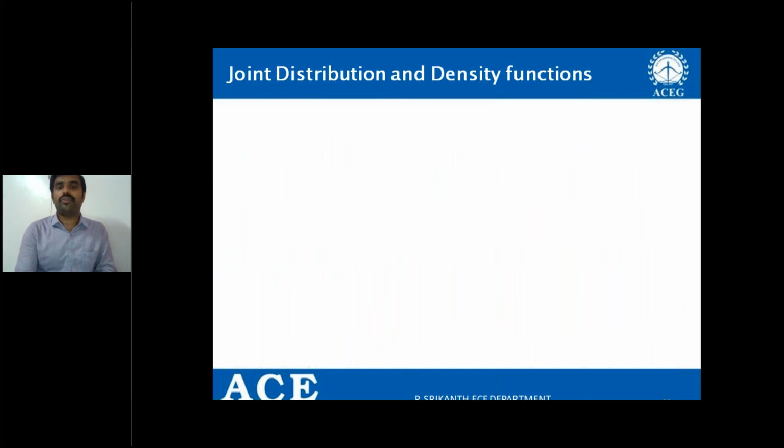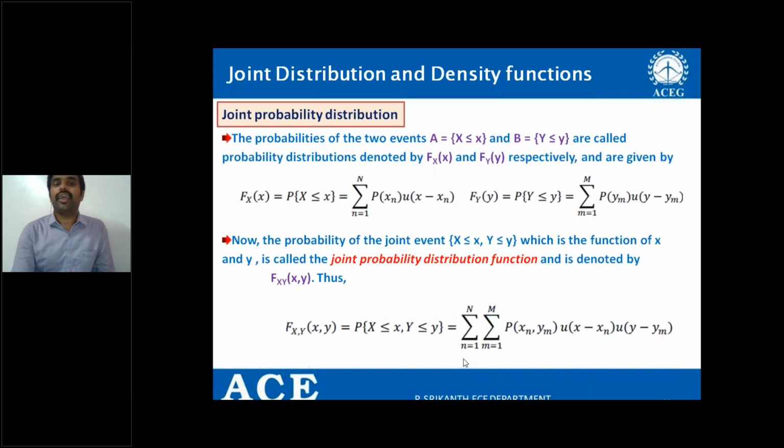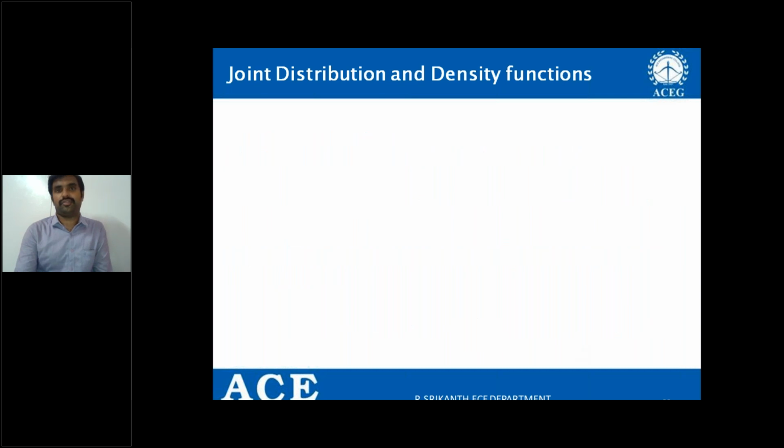Or we can also write this as summation n equal to 1 to N and summation m equal to 1 to M, probability of xn comma ym, which is nothing but the joint probability, into u of x minus xn into u of y minus ym. It is the basic definition for the joint distribution function, right?